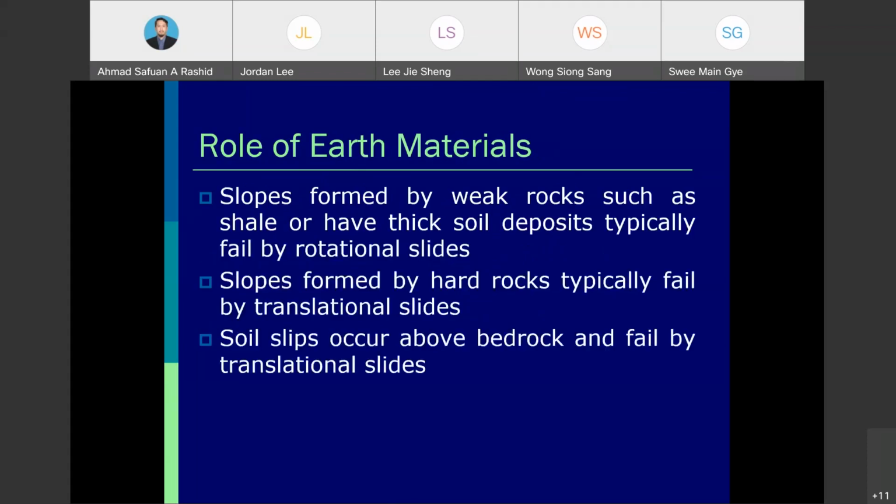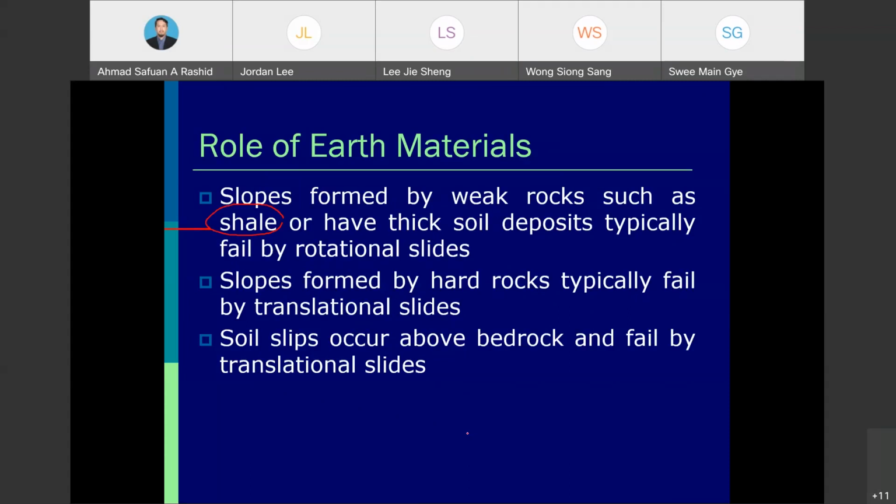Okay. Slopes of earth material, slopes formed by weak rock such as shale or having thick soil deposit, typically fail by rotational slide. Okay, so this is that type of geological formation, lithology. For example, in Yan area, in Kedah, where they experienced the debris flow, some of the area is covered by shale formation. Okay? So the shale, when it is exposed to water, becomes weak. So that is the problem related to shale formation.